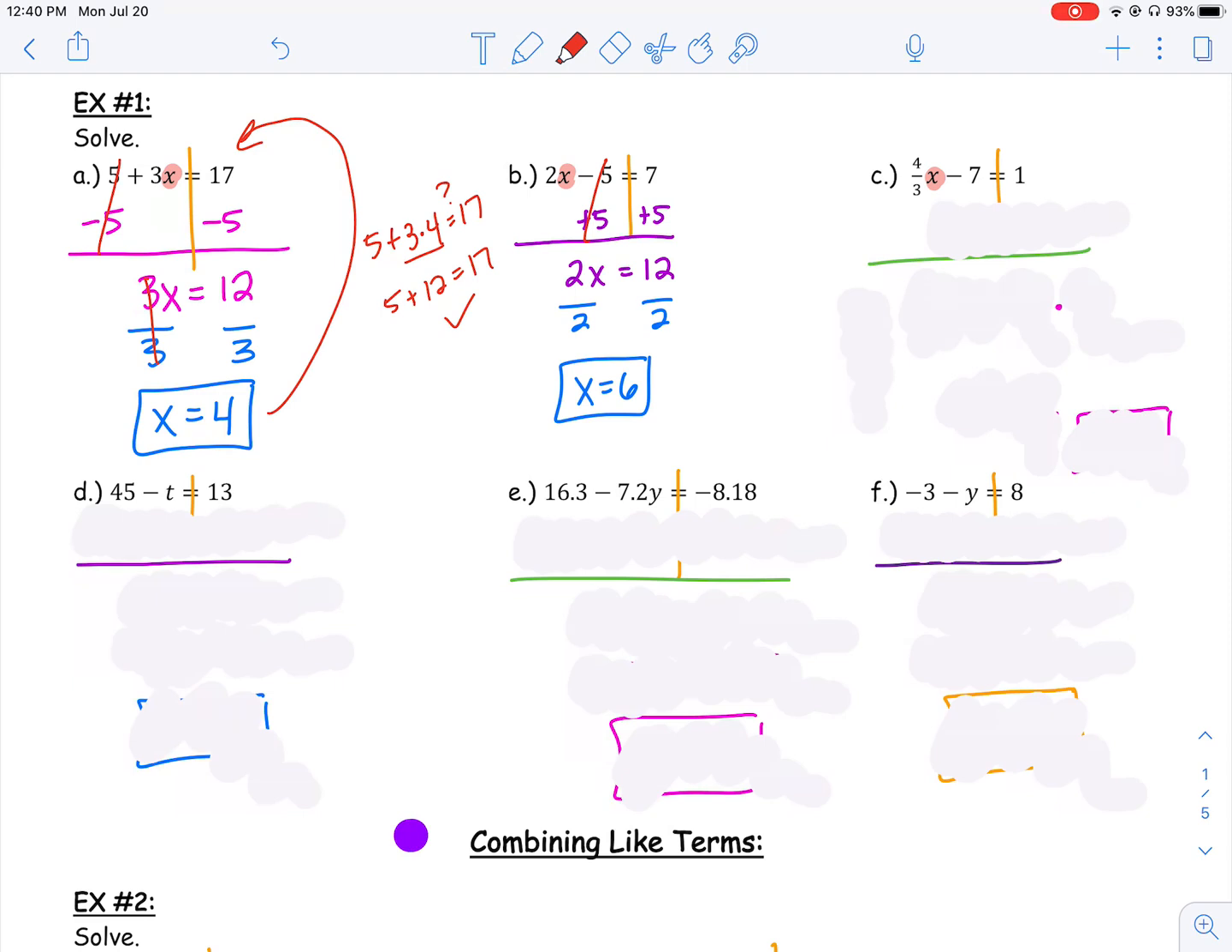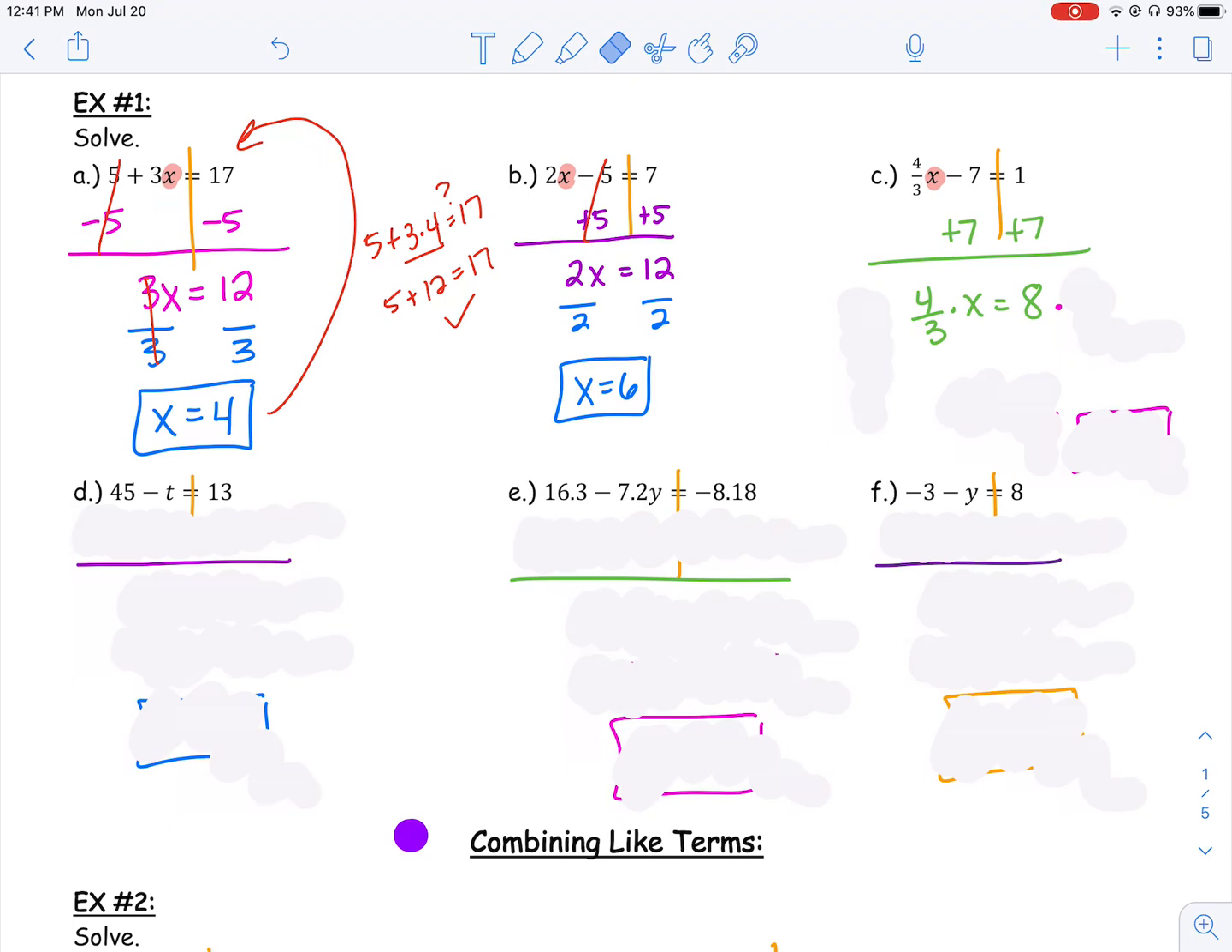Let's do the minus 7 first. The opposite of subtracting 7 is adding 7, so let's do that first. Negative 7 plus 7 is 0. 1 plus 7 is 8. On the left side, I'm left with 4/3 times x equal to 8, right?